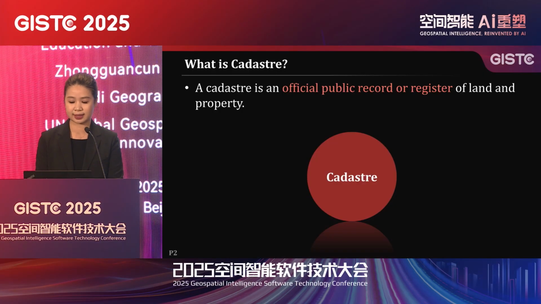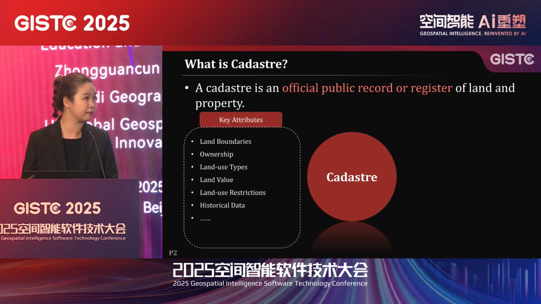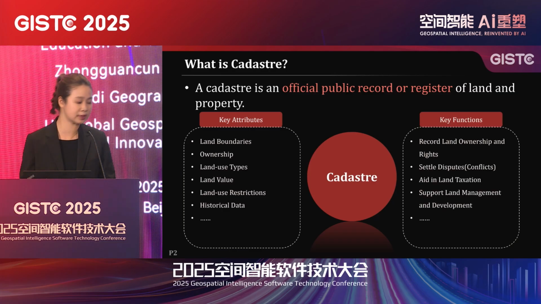So let's begin by clarifying what we mean by cadastral. A cadastral is essentially a detailed public record of land ownership, usage, and boundaries. It is foundational to land administration and legal frameworks. Key attributes include accurate land boundaries, ownership info, land use, valuation, restriction, and historical records. These attributes support important functions like protecting property rights, resolving disputes, fair taxation, and effective land management.